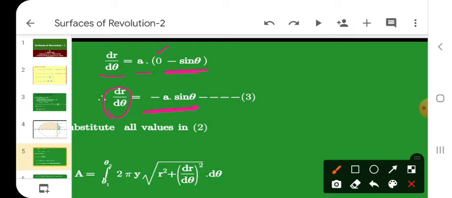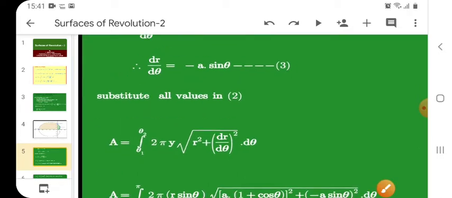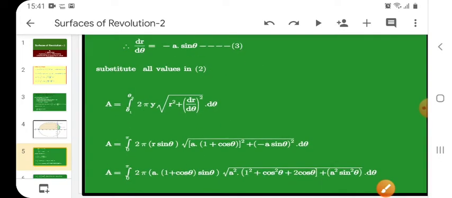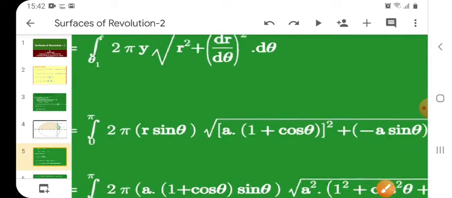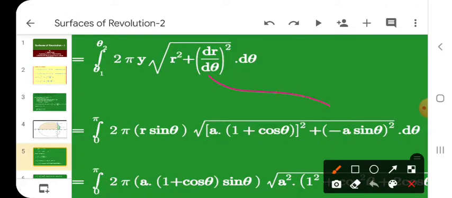Now I substitute all values in the surface area formula. What is the surface area formula? Integral theta 1 to theta 2 of 2 pi y root of r square plus dr by d theta whole square d theta. Theta 1, theta 2 are the limit points. What are they? 0, pi. 2 pi is the constant, so we write the same. What is y? Y equals r sin theta. And r square means the given equation, a into 1 plus cos theta whole square. Next, dr by d theta is minus a sin theta whole square d theta.